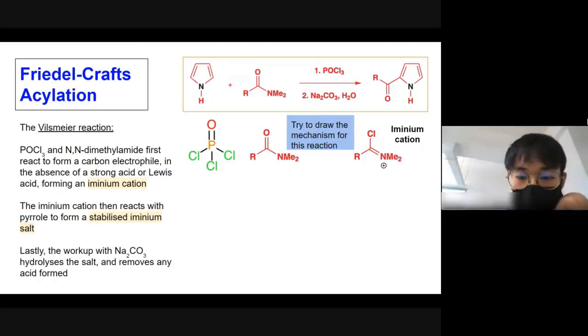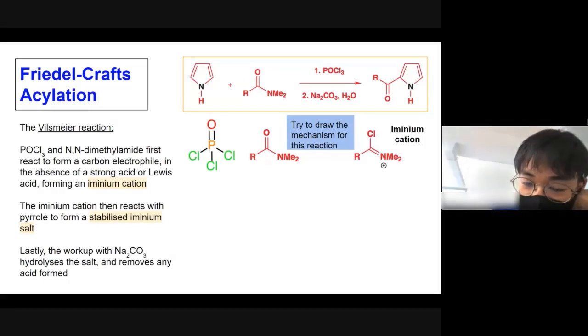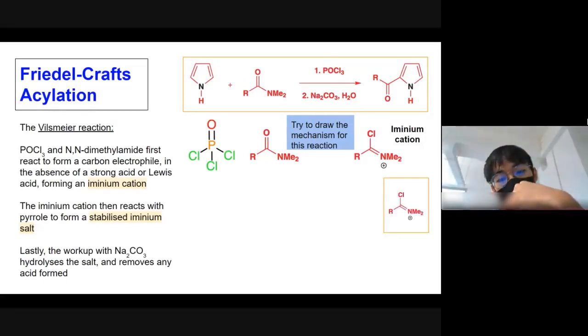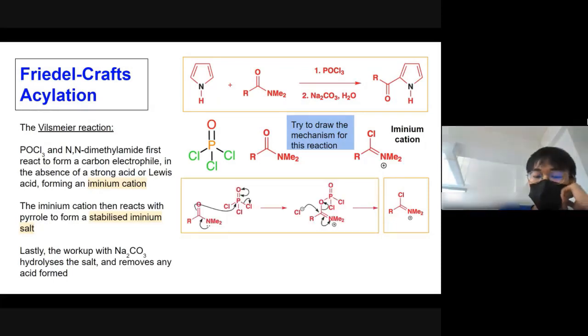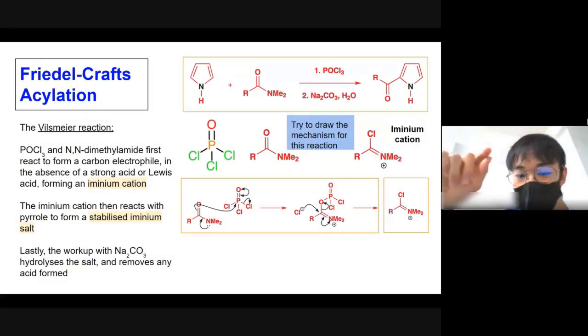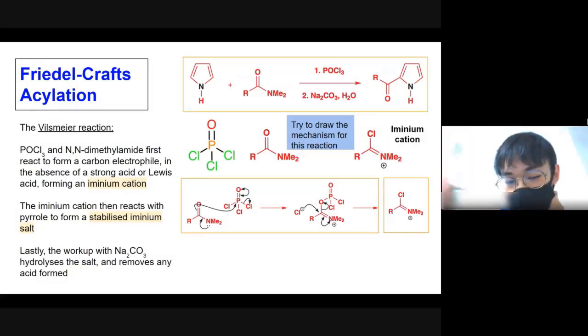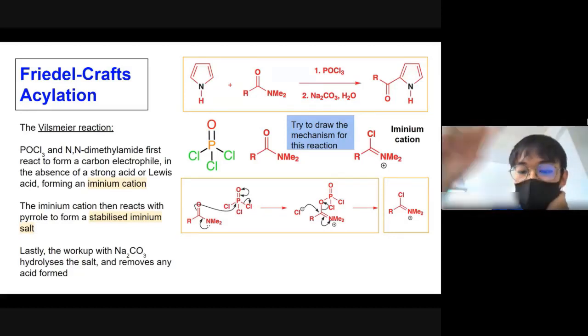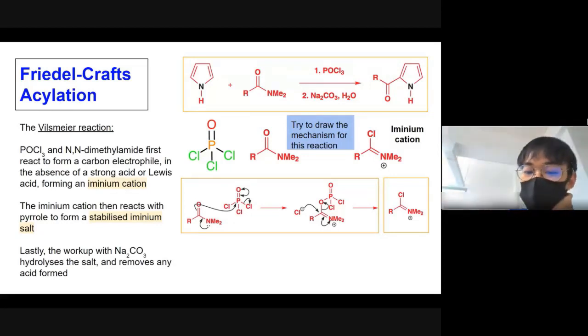So the mechanism actually goes something like this. The nitrogen lone pair pushes, and then the oxygen attacks the phosphorus, and so the double bond on the oxygen gets pushed in. But because the phosphorus is attached to three Cl groups, they are very good leaving groups. So the oxygen forms back the double bond and pushes out the chlorine. Then the chloride attacks the very electrophilic cation, and then you form this nice product.